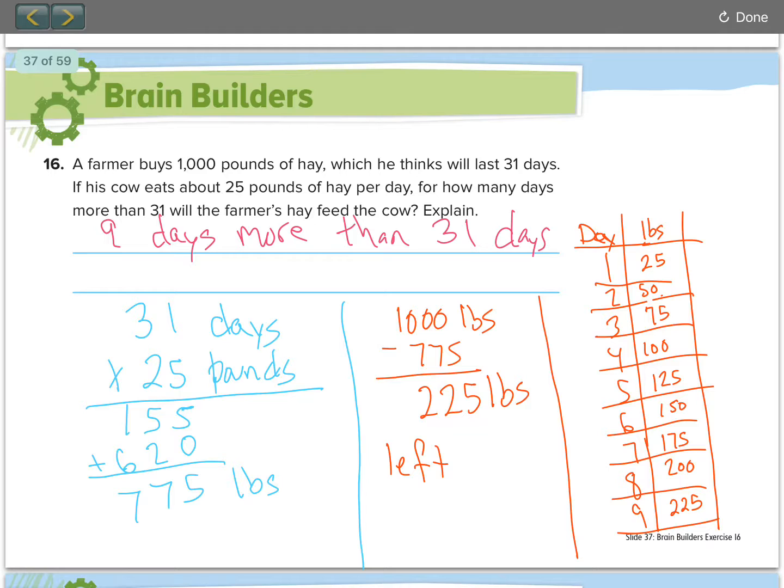So then I just made a table and I followed a pattern. If each day they eat 25 pounds of hay, they'll eat 25 on the first day. After the first day, on the second day, they'll have eaten 50, and then 75, and then 100, and then 125, and then 150. I'm just using repeated addition of 25 until I match that number of 225, which will happen on day 9. Therefore, there will be 9 days past the 31-day mark where they'll have food for the cow.